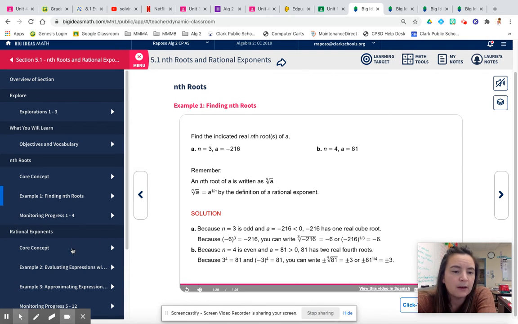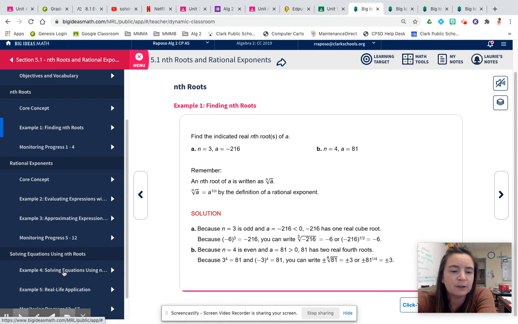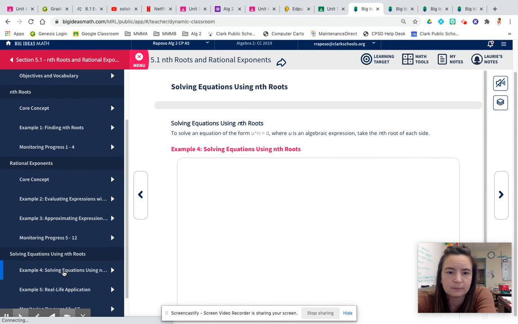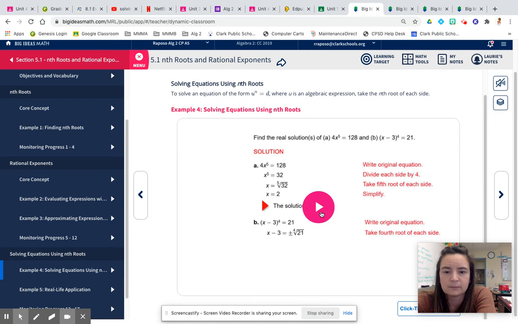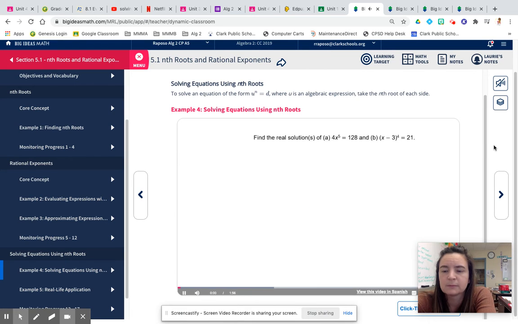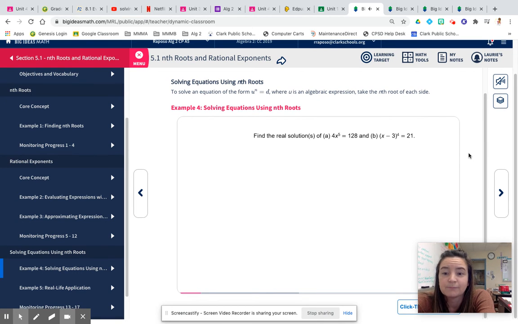So let's take a look at the next example I want to show you guys, which is this one. Find the real solutions of A, 4x to the fifth power equals 128, and B, the quantity x minus 3 to the fourth power equals 21.